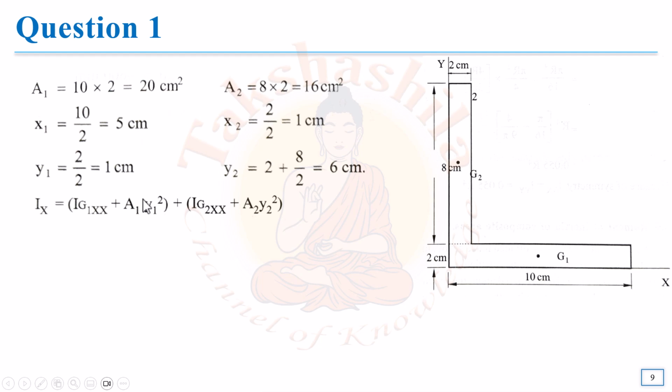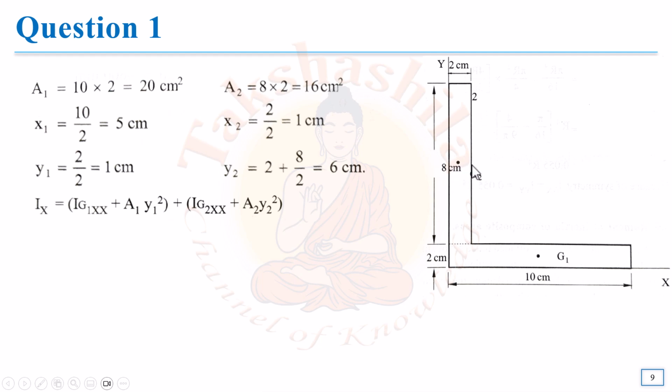Why I have put Y1 here instead of H is that, in this particular case, H, the distance between the centroidal axis and the axis to which we have to transfer the moment of inertia, is coming as Y1 itself. That is why I have substituted it like this. And in addition to this, we will have some contribution from the second figure. For that also, we can apply the parallel axis theorem.